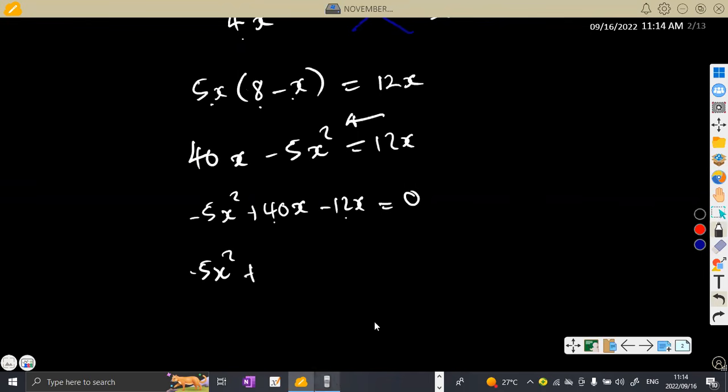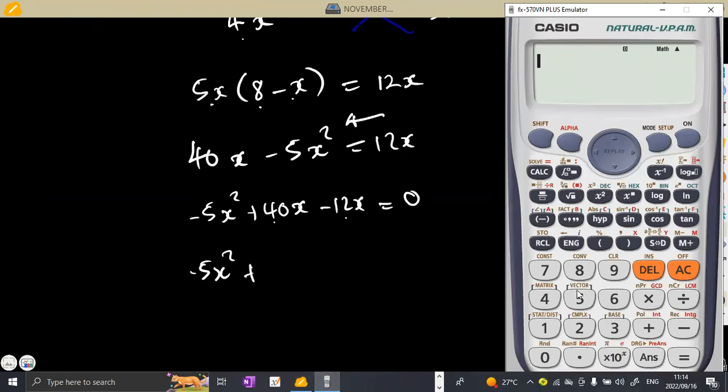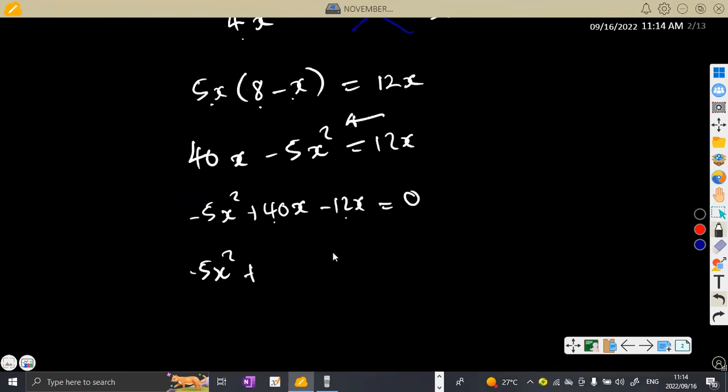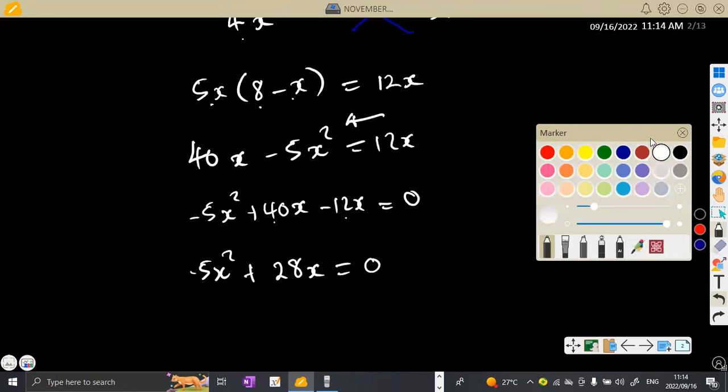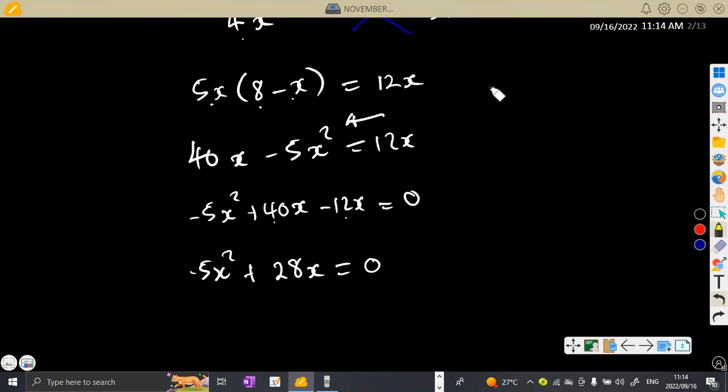Okay, that's 40 minus 12, which is 28. So we're going to have 28x is equal to 0. Yes, we have a quadratic equation, but how do we solve this? We can simply solve by what? By factorization. So this type of equation, you can actually do by factorization.